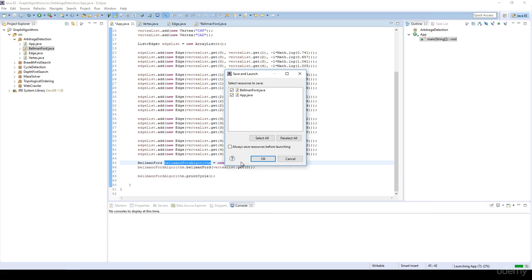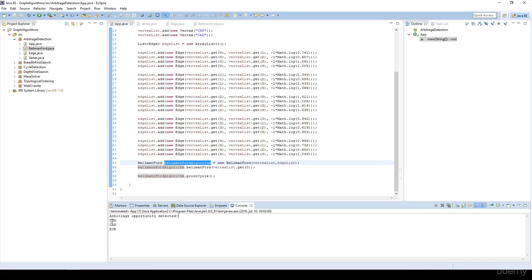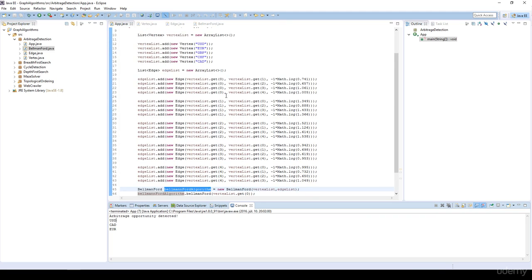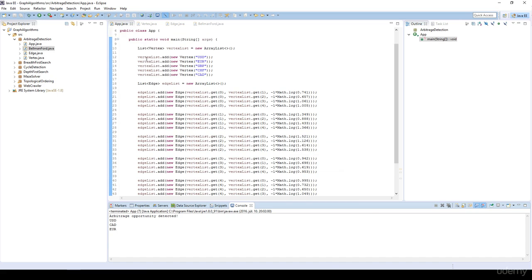Okay, so let's see. We have to save it. And yeah, arbitrage opportunity detected. If we convert United States of America dollar to Canadian dollar, then Canadian dollar to euro, and of course euro back to the United States of America dollar, then we are able to make riskless money. So of course if you would like to do high frequency trading, you are not going to implement the Bellman-Ford algorithm, and you are not going to implement it like this, I'm sure. But I think that the theory is quite important and quite interesting, that we are able to use the Bellman-Ford shortest path algorithm to detect arbitrage situations.